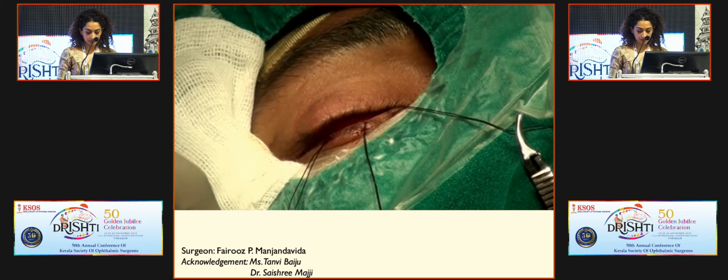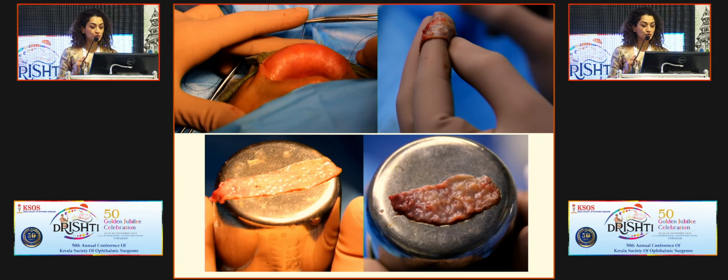Now, so this is how the mucous membrane graft is taken. You can take from the buccal mucosa or the labial mucosa as large as possible. And as you can see here, you have to keep it very, very folded in the socket.